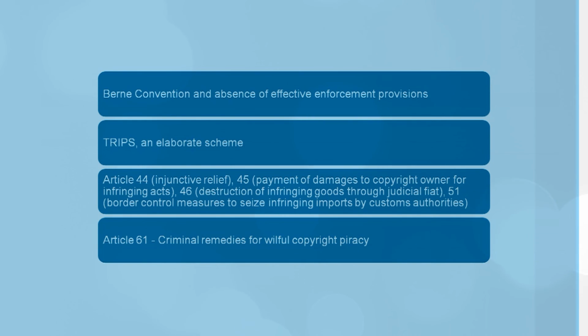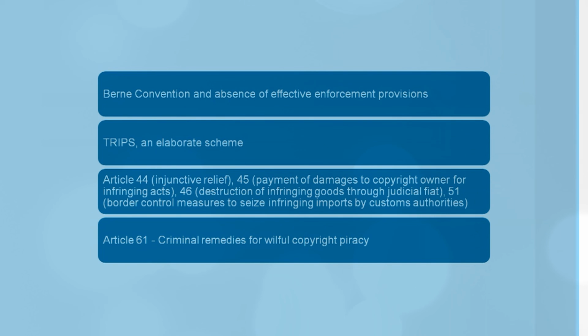In appropriate cases, remedies available shall also include the seizure, forfeiture and destruction of the infringing goods and of any materials and implements the predominant use of which has been in the commission of the offence. Members may provide for criminal procedure and penalties to be applied in other cases of infringement of IPRs, in particular where they are committed willfully and on a commercial scale. So again there is an emphasis on commercial scale and on willful acts of infringement.